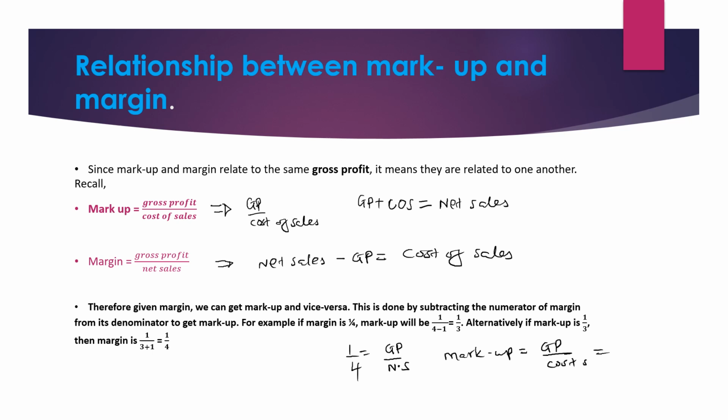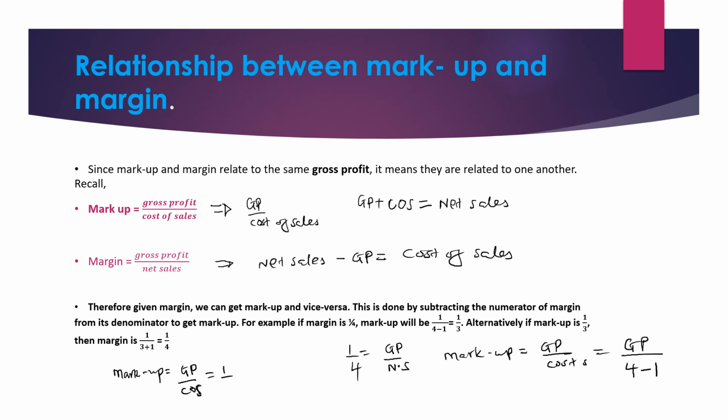sales, so we have the gross profit over 4, which is the net sales, minus the gross profit, which was 1 from the numerator. Markup will be 1 over 4, which represented the net sales, minus the gross profit to get the cost of sales. So 1 over 3 is the markup. Alternatively, if markup is 1 over 3, we know markup is given by the gross profit over the cost of sales.